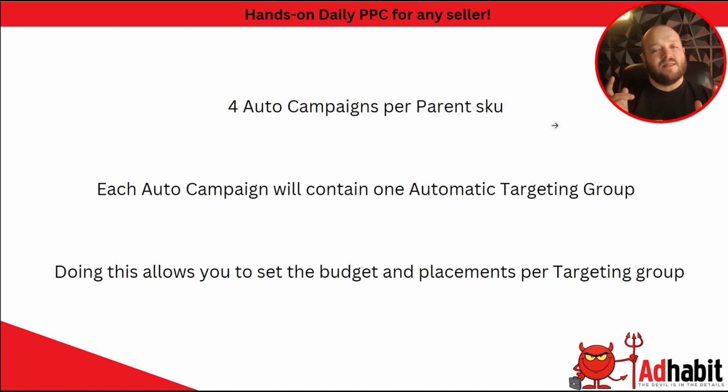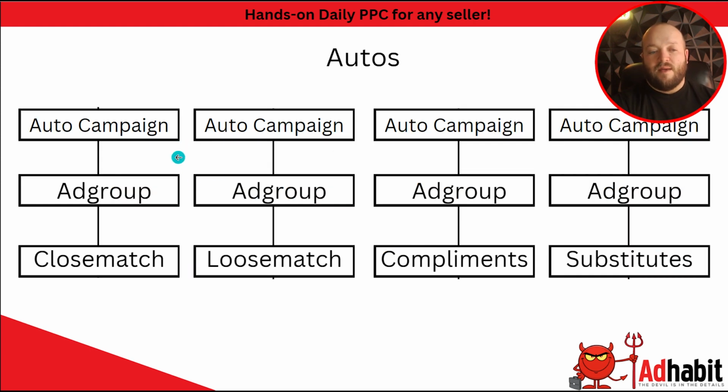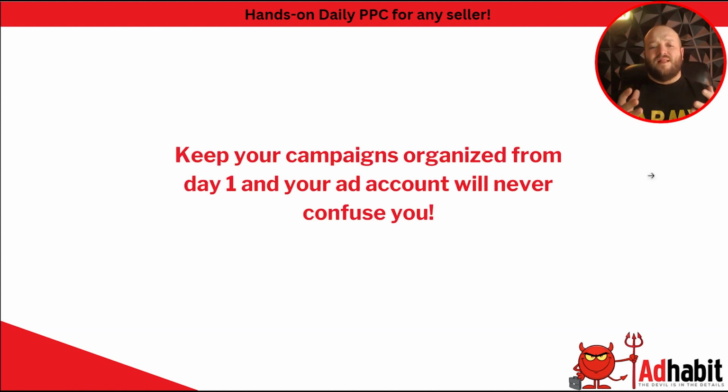And if you have any questions about that, put that below. I'm happy to show you, but this next visual is going to basically show you how to do it. Auto campaign, ad group, close match; auto campaign, ad group, loose match; complements, substitutes, and so on and so forth, right? So this is the best way to structure it to get the best performance out of each one. And a lot of times one is going to perform better than the other. And now that they're in their separate campaigns, we can scale them and increase the budgets and the placements independently of the entire campaign.